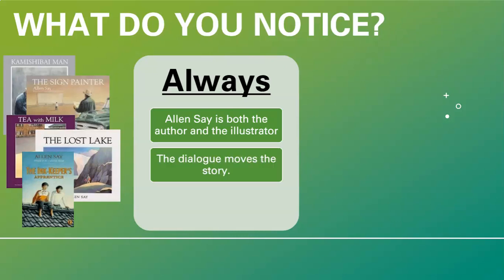The dialogue in all of his books moves the story, especially in Tea with Milk, where a large portion of it is the two main characters talking to each other in the department store, and The Lost Lake, where the boy and his father are talking about finding this lake and going on this hike. So very, very important to note that in Alan Say's books, the dialogue always moves the story.